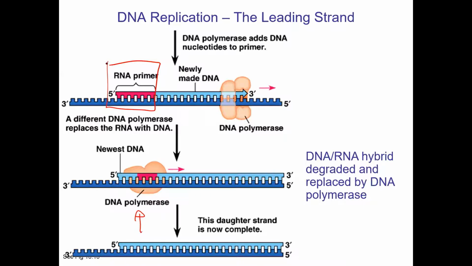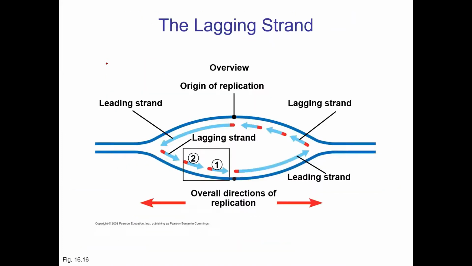So that's the leading strand. And so why is it called a leading strand? Because once it gets started, it goes until it gets to the very end of the chromosome. So the lagging strand is a little bit different. We're just talking about this enzyme, and it only goes from the 5' to 3' direction. So this leads to some problems.